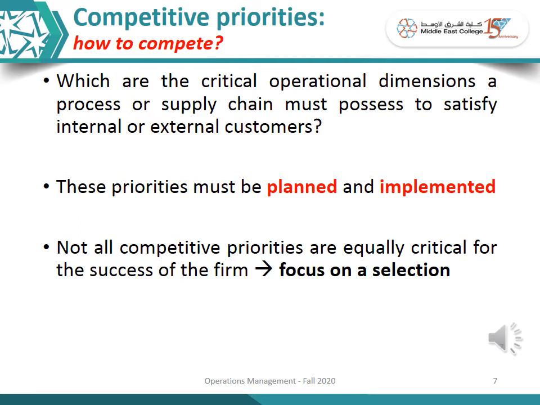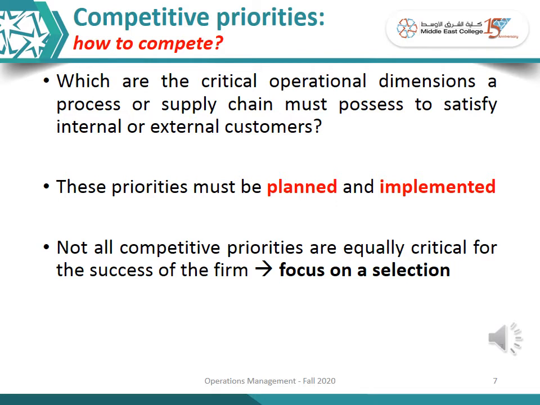Competitive priorities. How to compete in the market. Organizations usually decide to compete in the market with one dimension. They must plan to have a competitive priority so that they focus on it while they are producing, while they are selling, while they are delivering value to customers, and then try to implement it in order to guarantee sales.